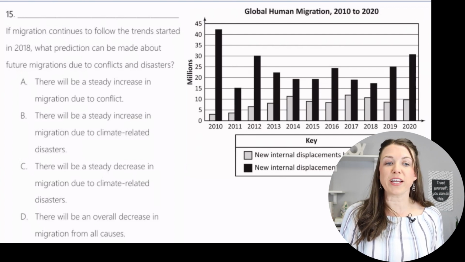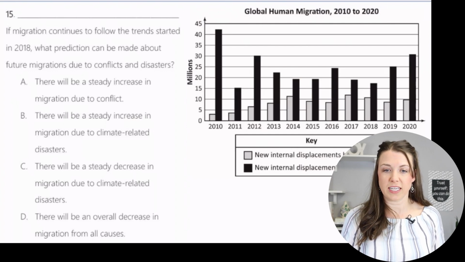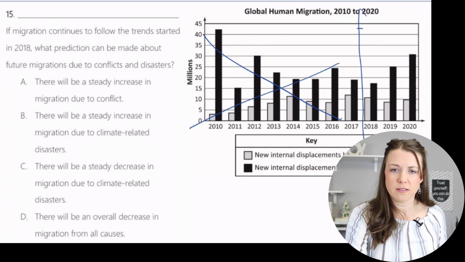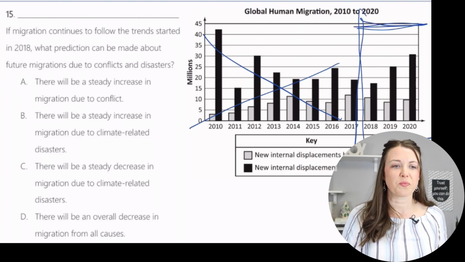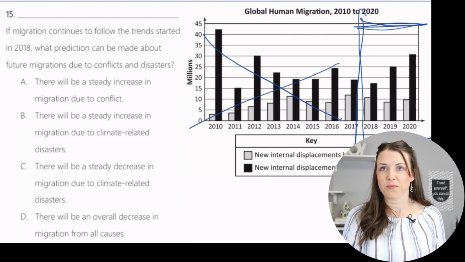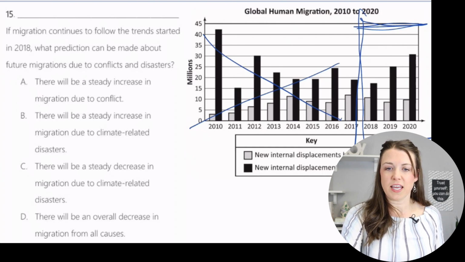Okay, if the migration continues to follow the trend started in 2018, so starting 2018, we can just cancel out the rest of this, right? Starting right here and moving forward. What prediction can be made about future migrations due to conflicts and disasters? Okay, so looks like disasters, it's going up, right? See that going up? Maybe it's going to continue going up.